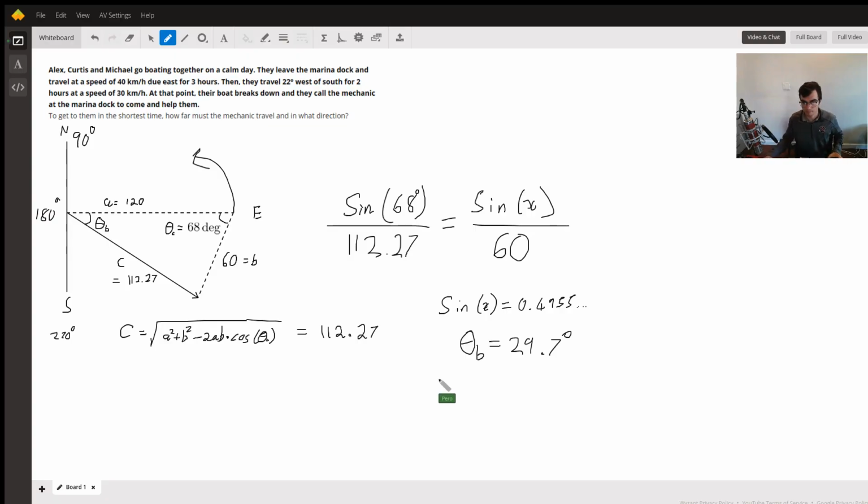So 360 minus 29.7 is going to equal 330.3 degrees. That is going to be the direction in which the mechanics have to go, and 112.27 is going to be the distance they have to travel to get to Alex, Curtis, and Mike as their boat has broken down in this location. Nice combination of the cosine and sine rules in this one. I really enjoyed it.